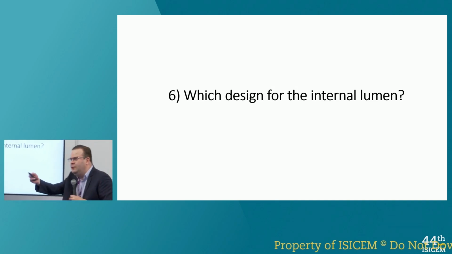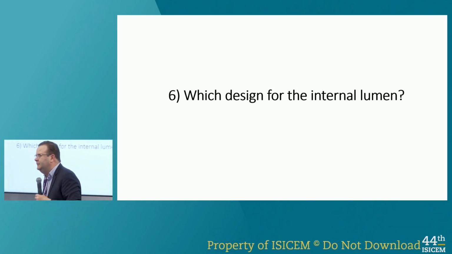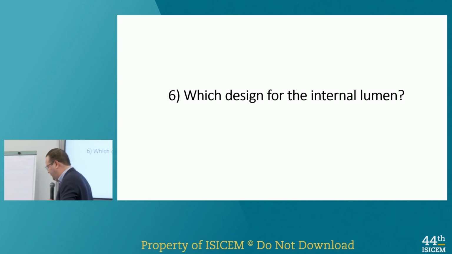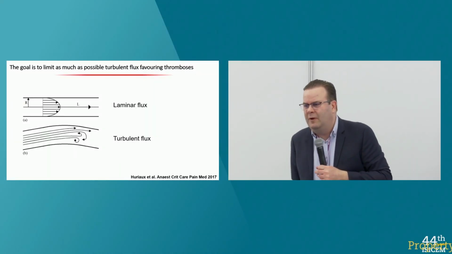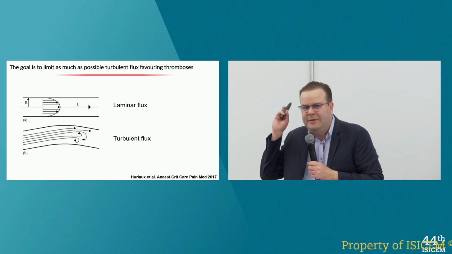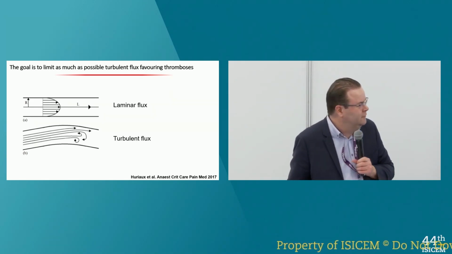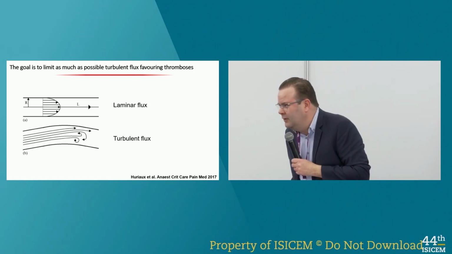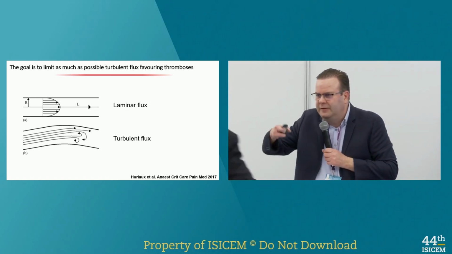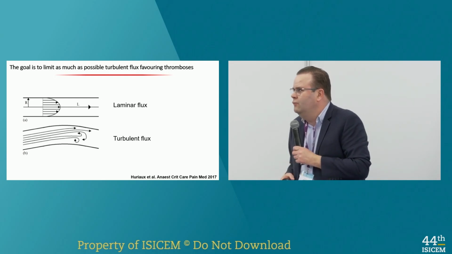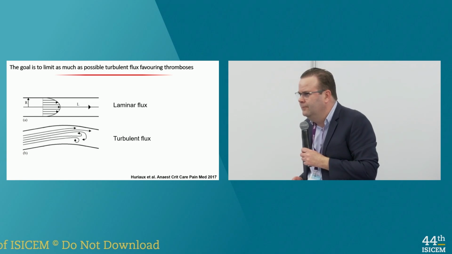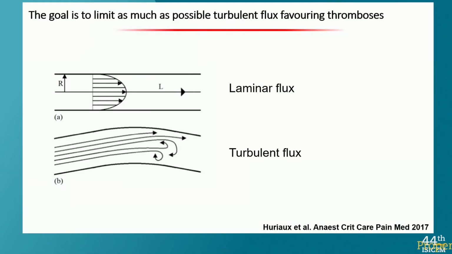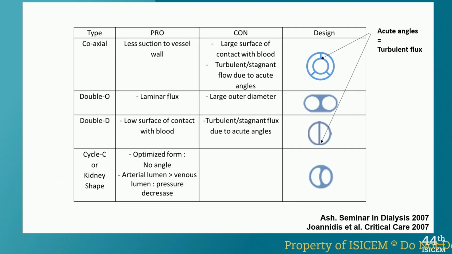So which design? Now you can see we have some samples here. You can see the different designs. First, you have the design inside. What we want inside the catheter is a laminar flux. This is very important because we don't want turbulent flux. What is turbulent flux? It's when the blood inside the catheter is going with a turbulent flux. Turbulent flux means thrombosis. If you have turbulent flux, you have thrombosis. So, of course, you don't want thrombosis inside the catheter.